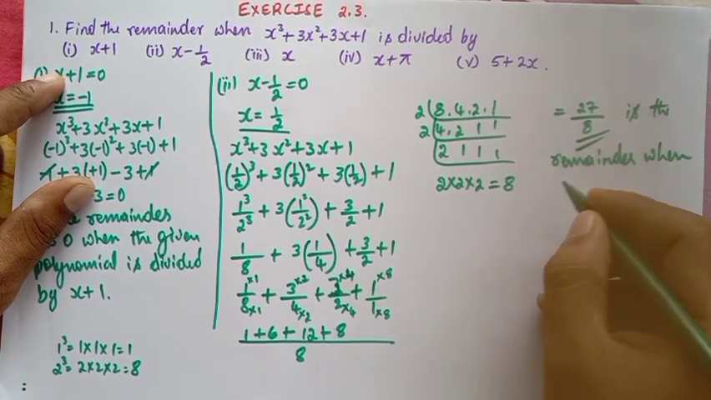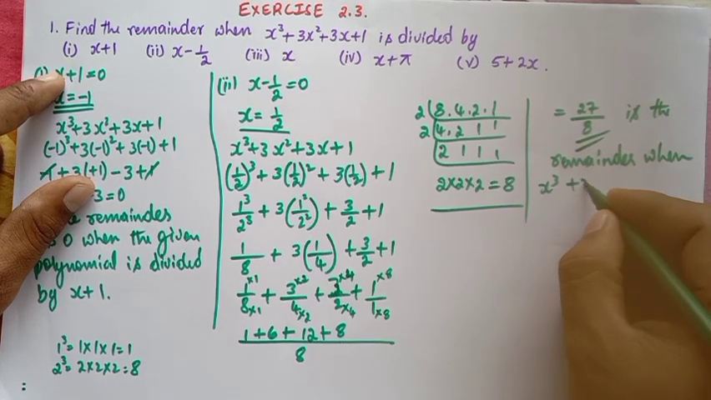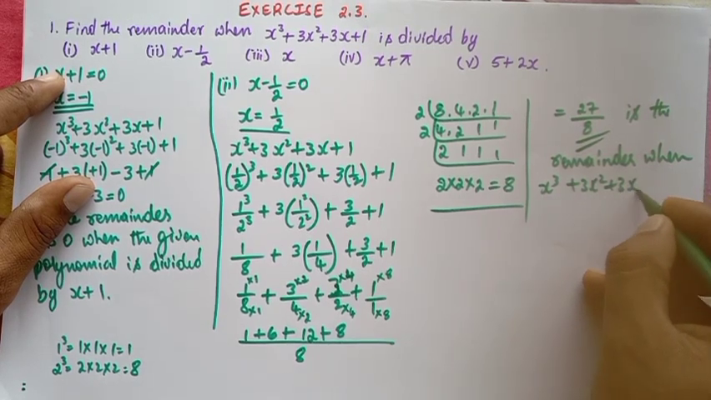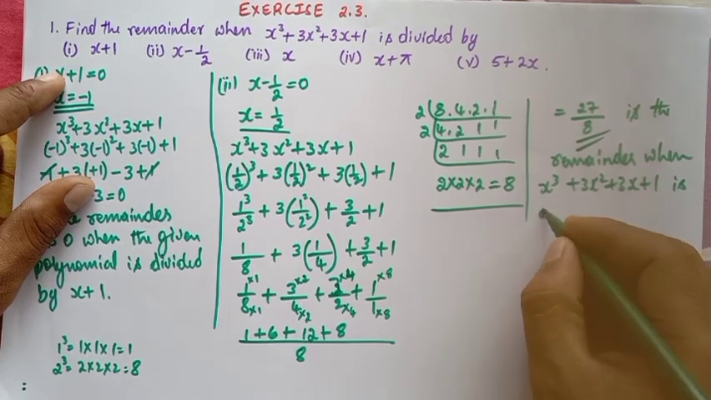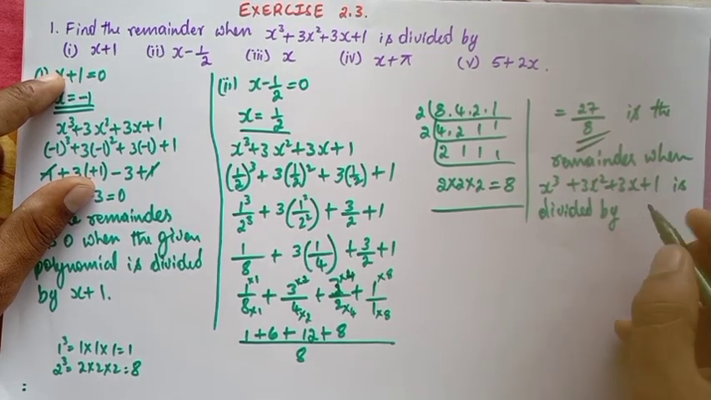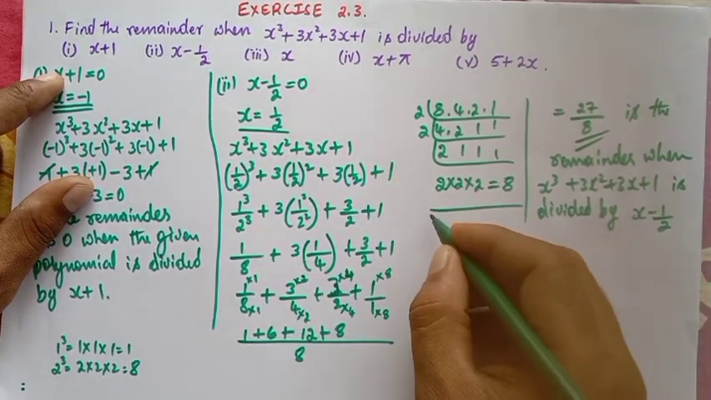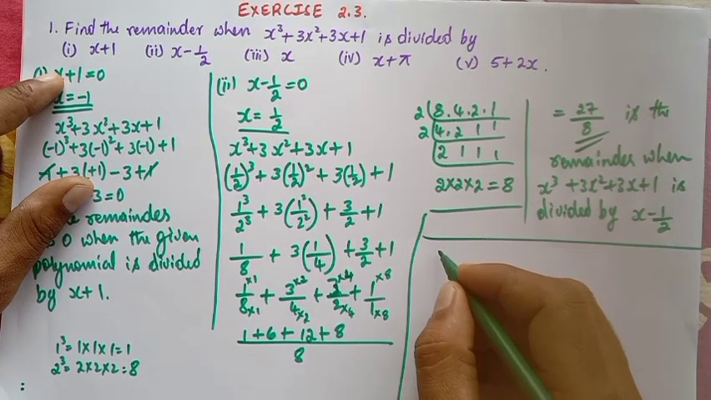when x cube plus 3x square plus 3x plus 1 is divided by x minus half. Let us move on to the third problem.